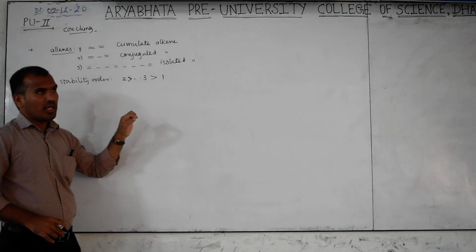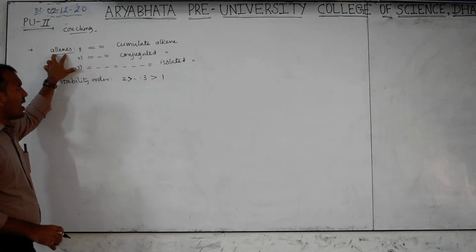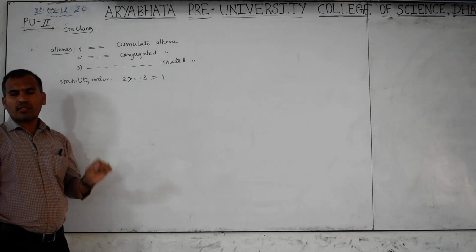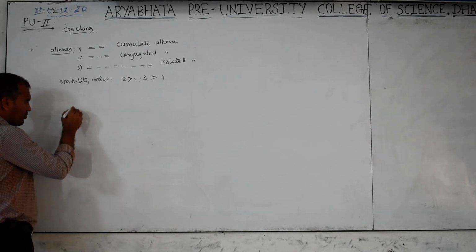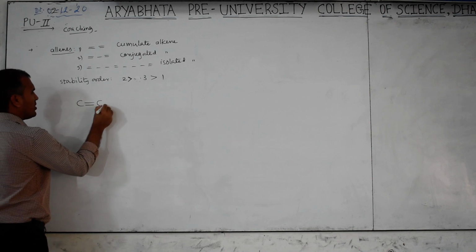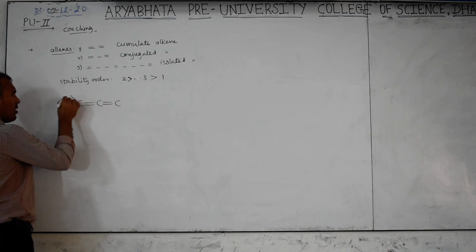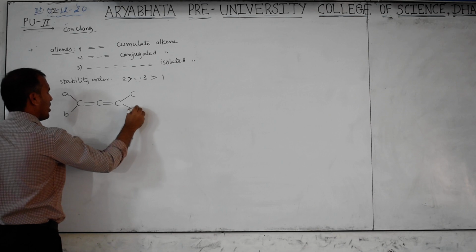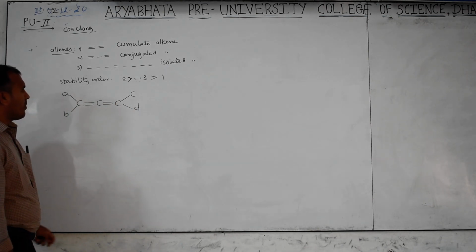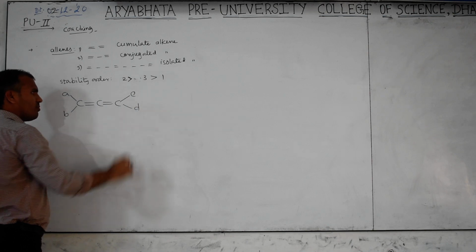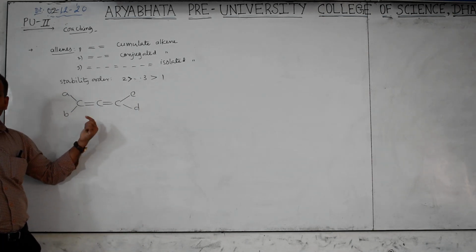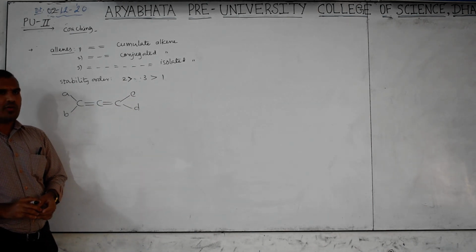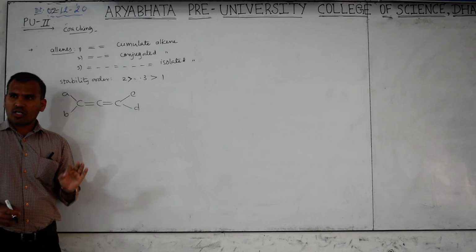Only cumulated alkenes. The cumulated alkenes are known as allenes. Now, one example: C double bond C double bond C. Here A, here B, here C, here D. Other way, consider any E group, because again on this carbon we consider A, B, E, D. Different groups are there. Now we have to check whether it shows geometrical isomerism or not.